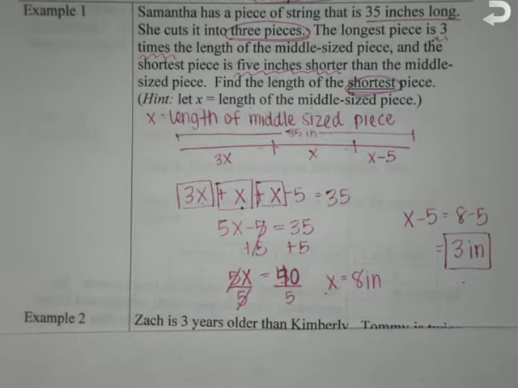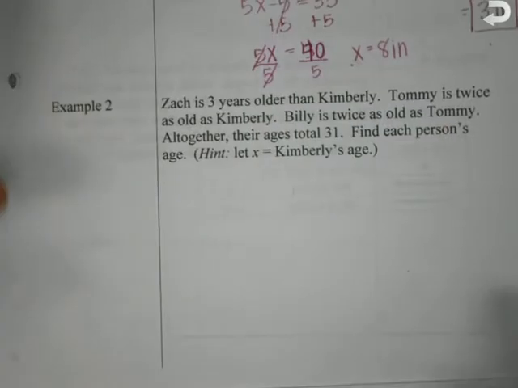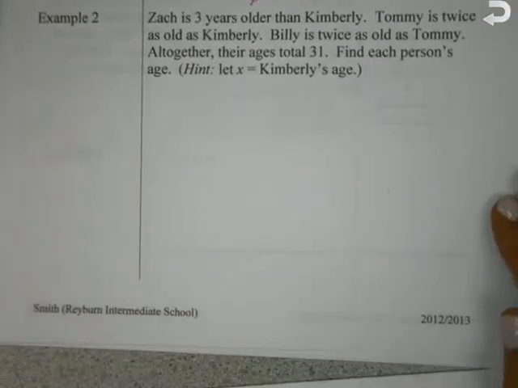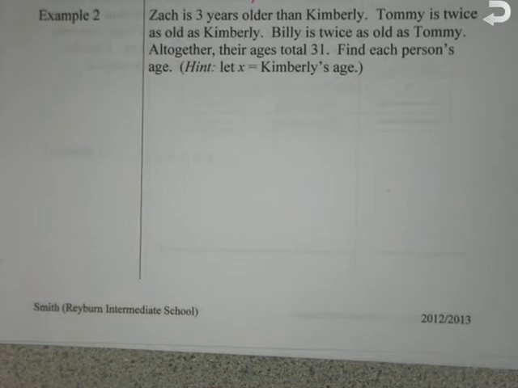Zach is 3 years older than Kimberly. Tommy is twice as old as Kimberly. Billy is twice as old as Tommy. Altogether, their ages total 31. Find each person's age.